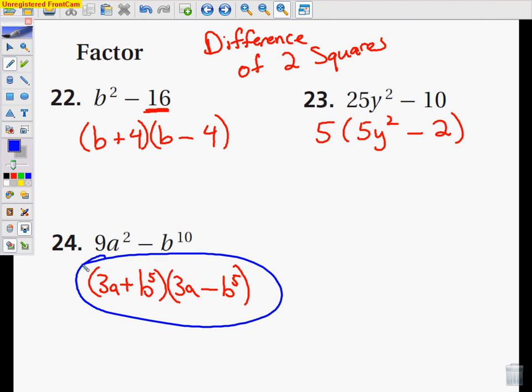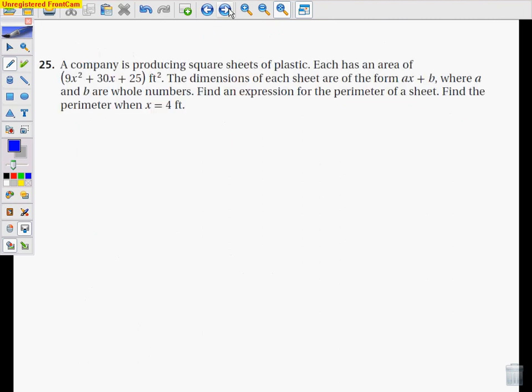Okay? Let's move on. Here, a company is producing square sheets of plastic. Each has an area of 9x squared plus 30x plus 25 feet squared. The dimensions of each sheet are of the form ax plus b, where a and b are whole numbers. Find an expression for the perimeter of a sheet. Find the perimeter when x equals 4 feet.